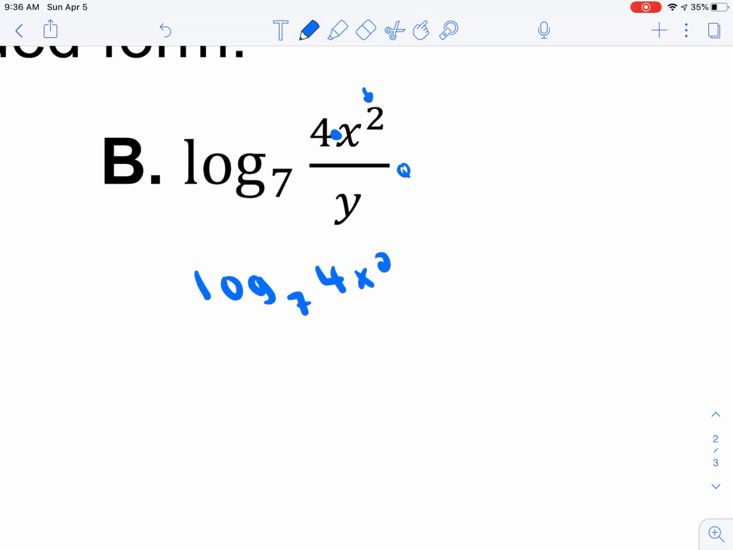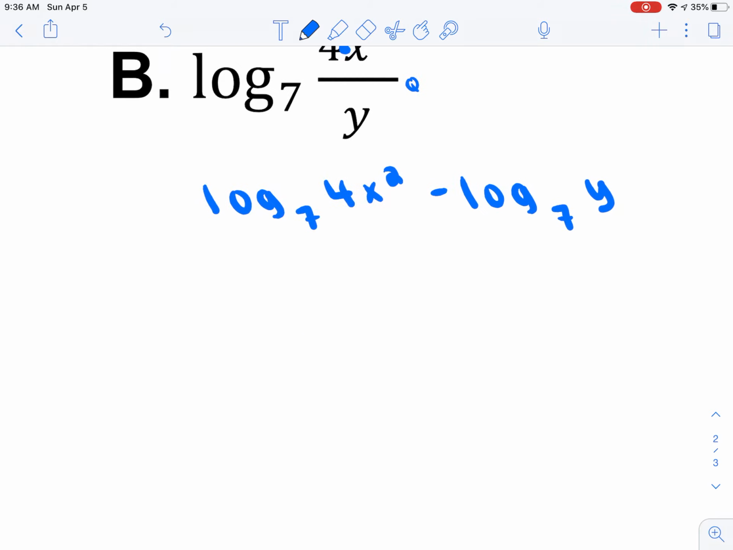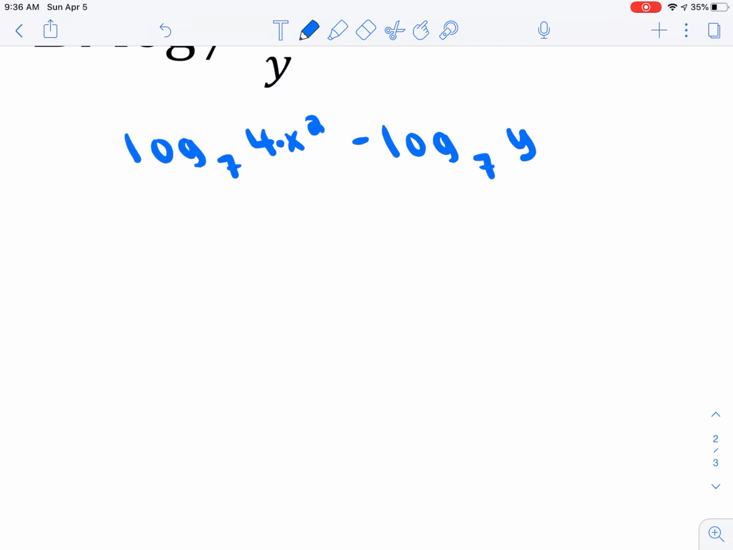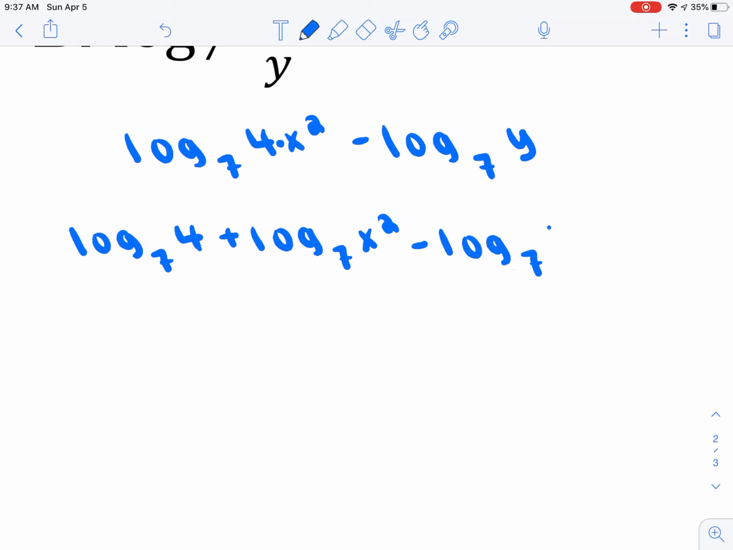I'm going to rewrite this as log base 7 of the numerator minus log base 7 of the denominator. Now, I cannot take care of this power of 2 next because it only applies to the x. I need to actually separate the product on this log first. So I'm going to rewrite this first log as log base 7, 4 plus log base 7 x squared minus the log base 7 y.